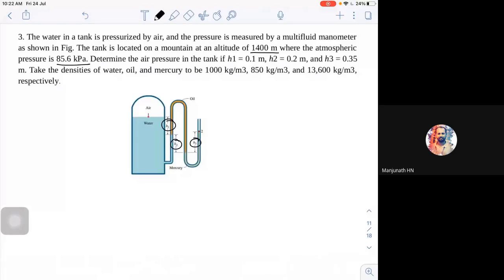Now, there are three fluids here. One is water, so this is the water. Then it is separated by oil, and then I have your regular manometric fluid. So we have three fluids, and maybe I can start with my data.